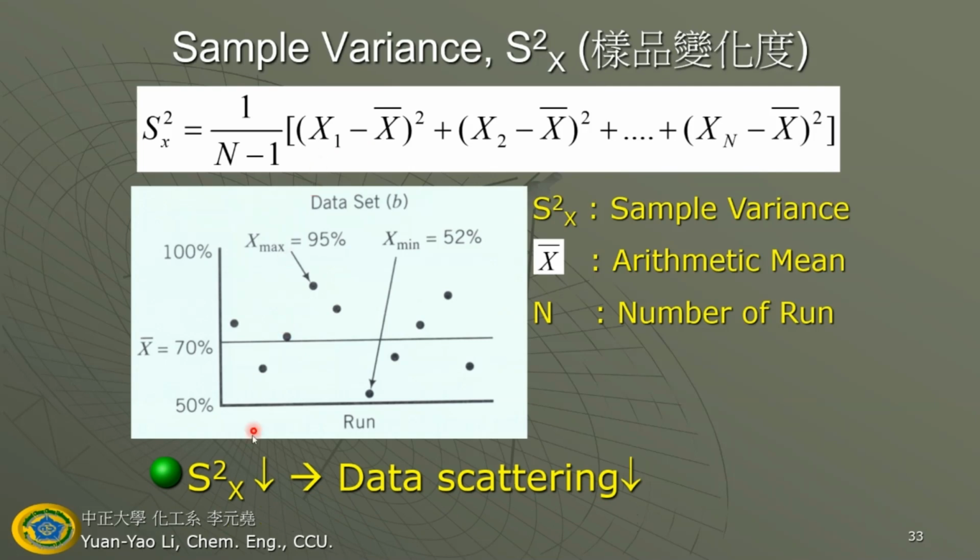Okay, so the answer is that if the sample variance decreases, the data scattering decreases. That means it's better, right? Obviously, if this number is small, that means scattering is small. If this scatter is big, then you get a big number. Of course, the sample variance will become big. So if the sample variance is increased, data scattering will be increased.